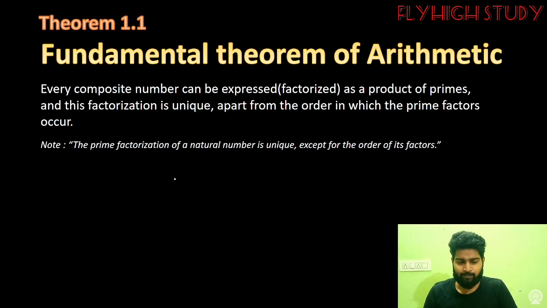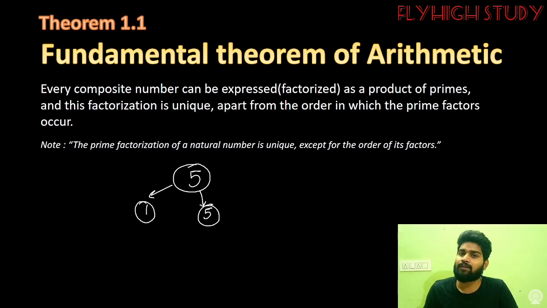I'll tell you. Take 5. 5 is divisible by 1. 1 will divide 5. Will 2 divide 5? No. Will 3 divide 5? No. Will 4 divide 5? No. Will 5 divide 5? Yes. Which means, if any number is divisible by 1 and itself, such numbers are called prime numbers.